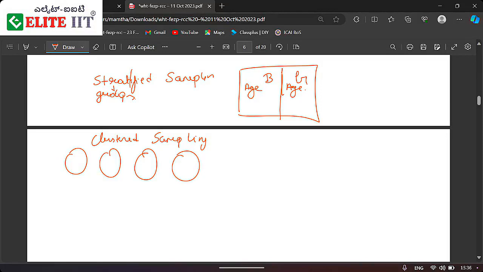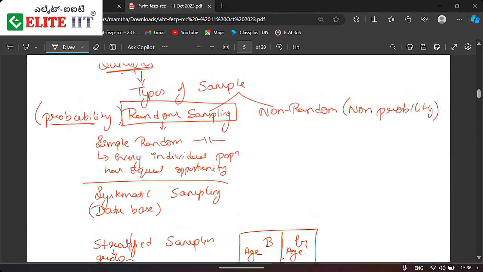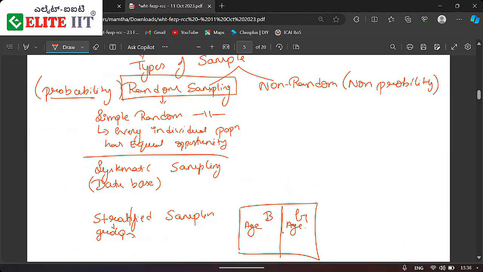You divide the population into subgroups, and each subgroup has a similar character to hold the sample that is going to represent the population. Instead of sampling individuals from each subgroup, you randomly select one group. Entire one group you select, and you consider that as the sample. This is cluster sampling. I think it's understood, right? Any doubt?